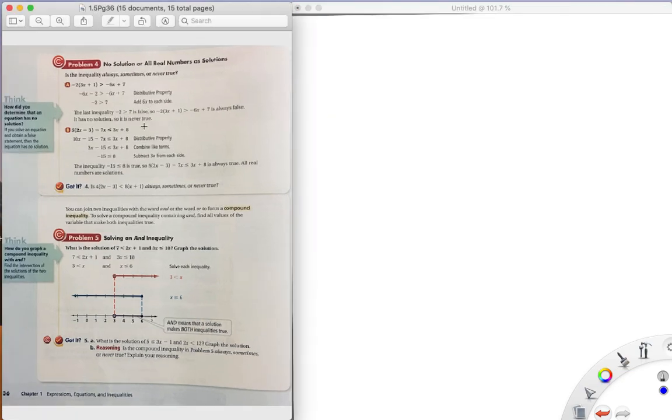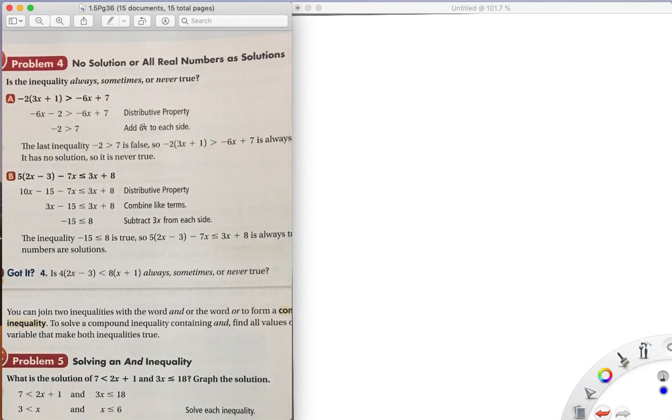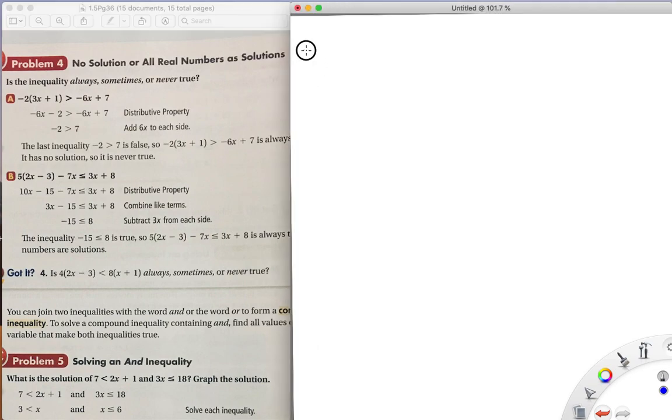So, I'll go through these. If I have two inequalities and I'm solving, I can have something that's always true, never true, or sometimes true depending on the situation. So for an example of never true, the book gives negative 2 times 3x plus 1 is greater than negative 6x plus 7.